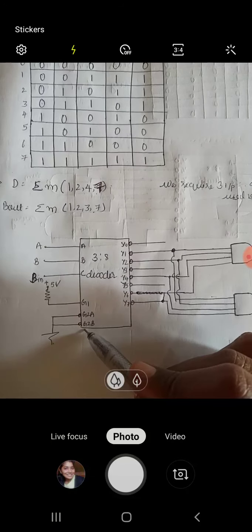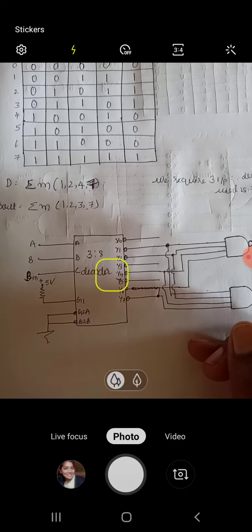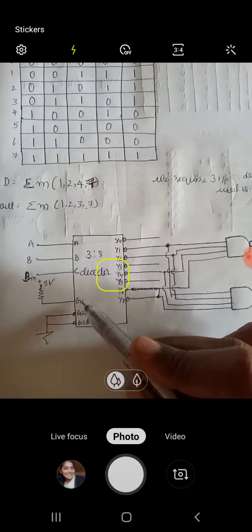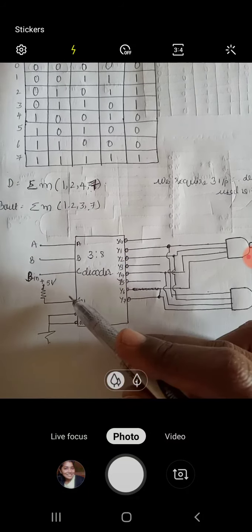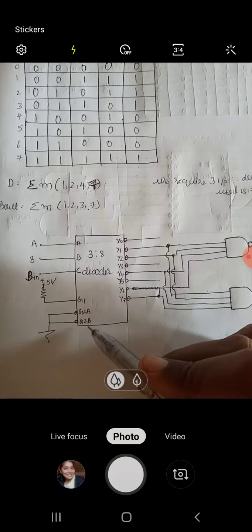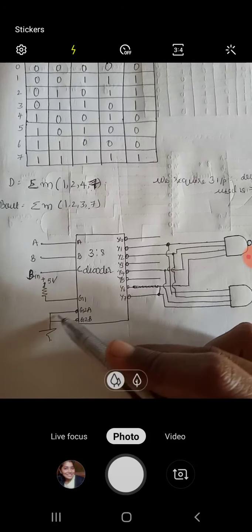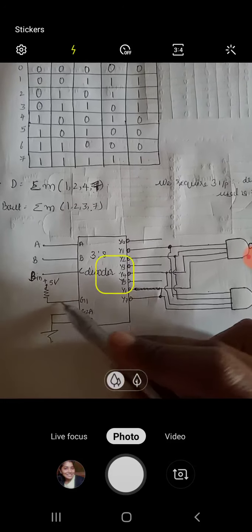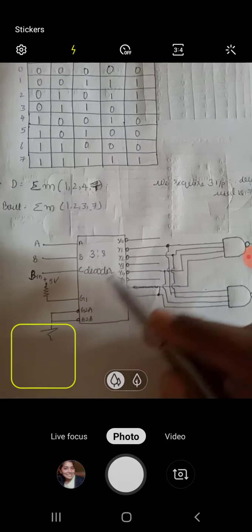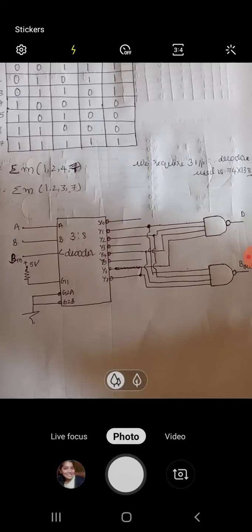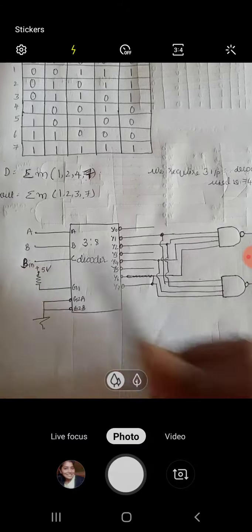Again to this IC 74138, you have 3 enable inputs, G1, G2A and G2B. These are again active low, so we have grounded them. To G1 we give a 5 volt input, because the IC has to run on some amount of power supply. Therefore you are giving 5 volt to this.